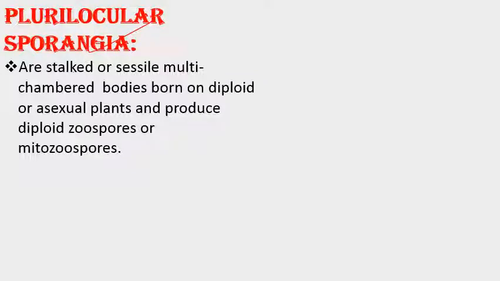Plurilocular sporangia are stalked. Maybe they bear some stem-like structure, or they are sessile without that structure, and especially they are multi-chambered and borne on diploid asexual plants, and they result in the formation of these diploid asexual plants because they are diploid और उनमें कोई भी meiotic division नहीं होता है, and they produce diploid zoospores, और इनको कहा जाता है mitozospores भी because they are formed as a result of mitosis, and that is equational division.